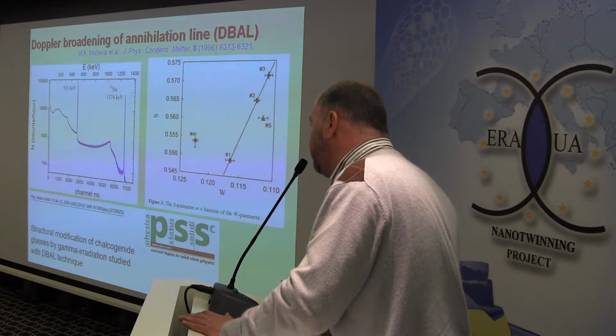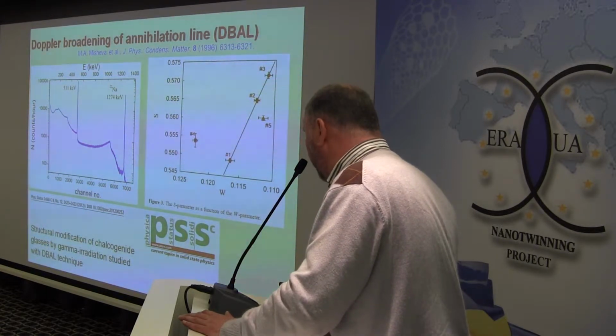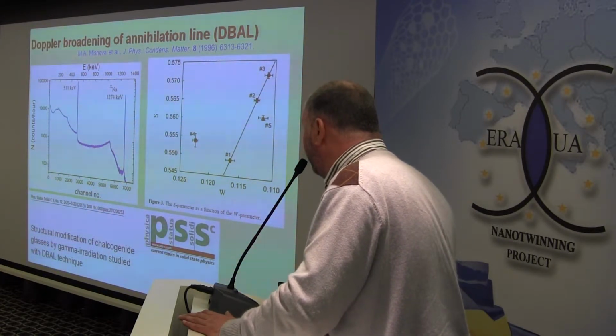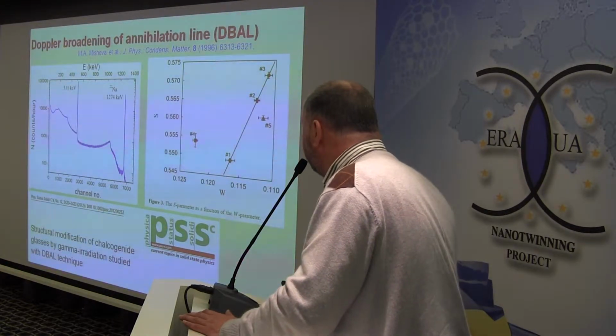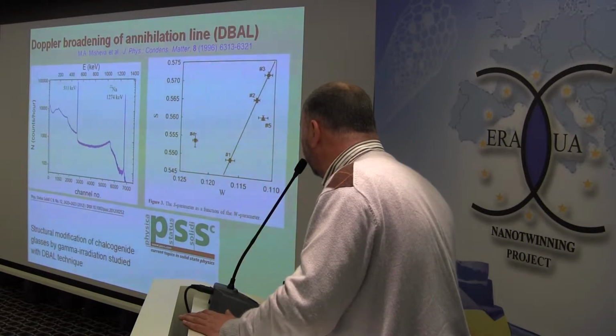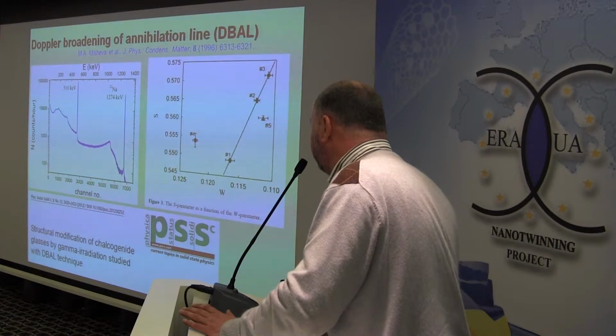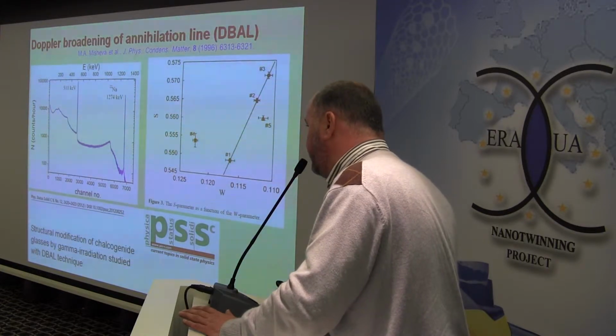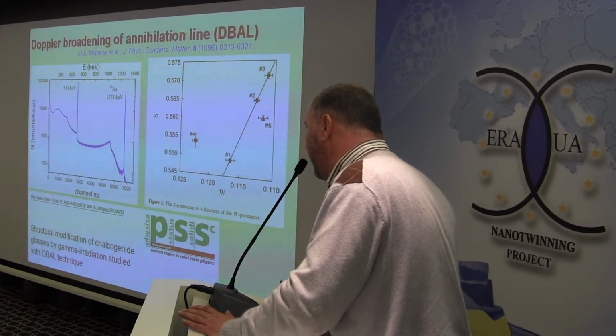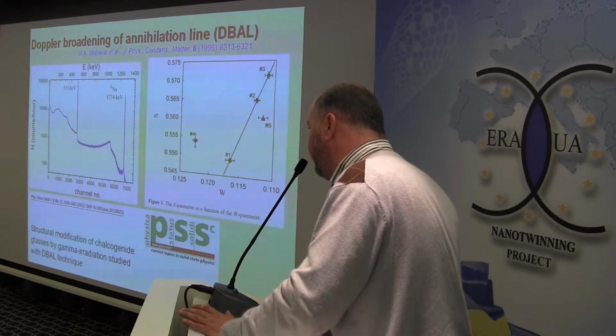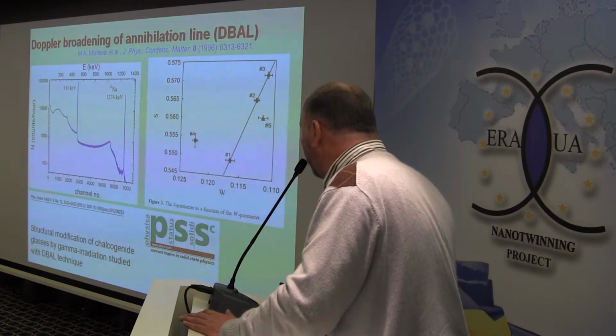Here, as typical, we see the Doppler broadening spectra of the 511 keV annihilation line. The S parameter versus the W parameter shows us the type of defect structure. When the slope is the same, we have the same type of defect structure, and when the slope is different, we have a different type of defect structure.